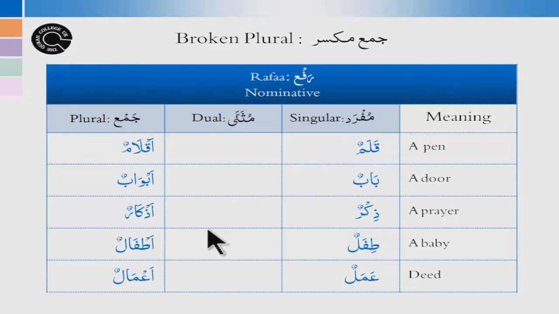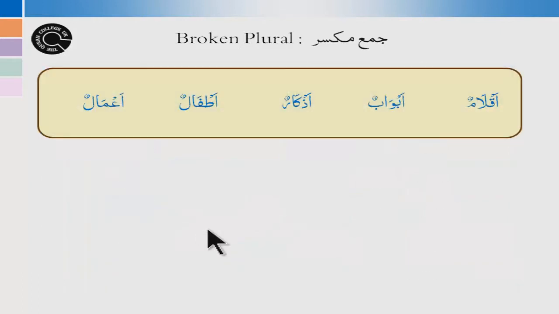From them we will derive a template so that you can remember it, and we will practice a little bit so that you know exactly how it works. So let's bring them all together: aqlamun, abwabun, adhkarun, atfalun, a'malun. If you look at all these broken plurals, you can see that there is something in common. The first thing in common is this alif with the fatha sign, which is basically a hamza with a fatha, in every one of them.